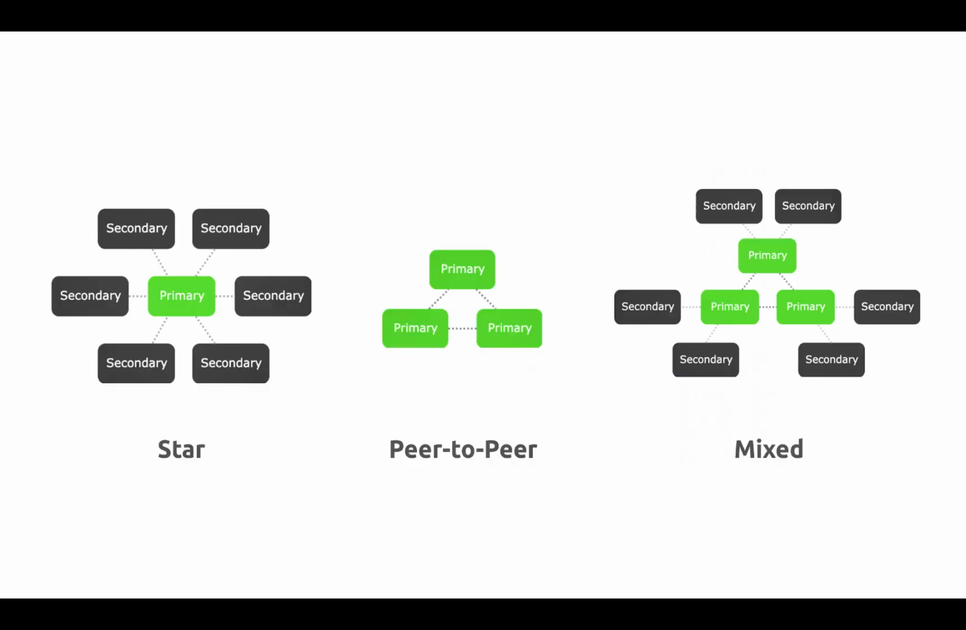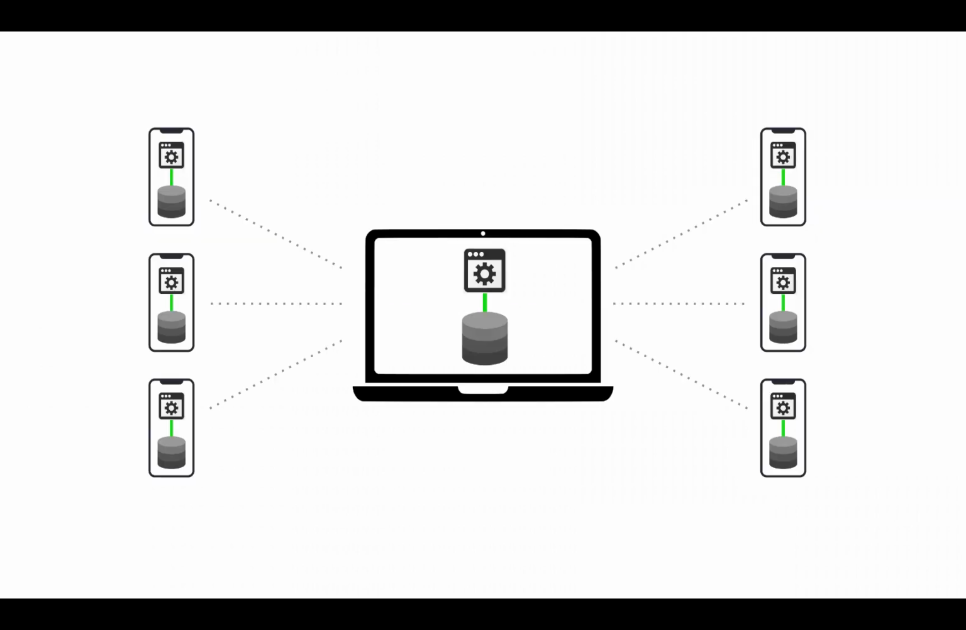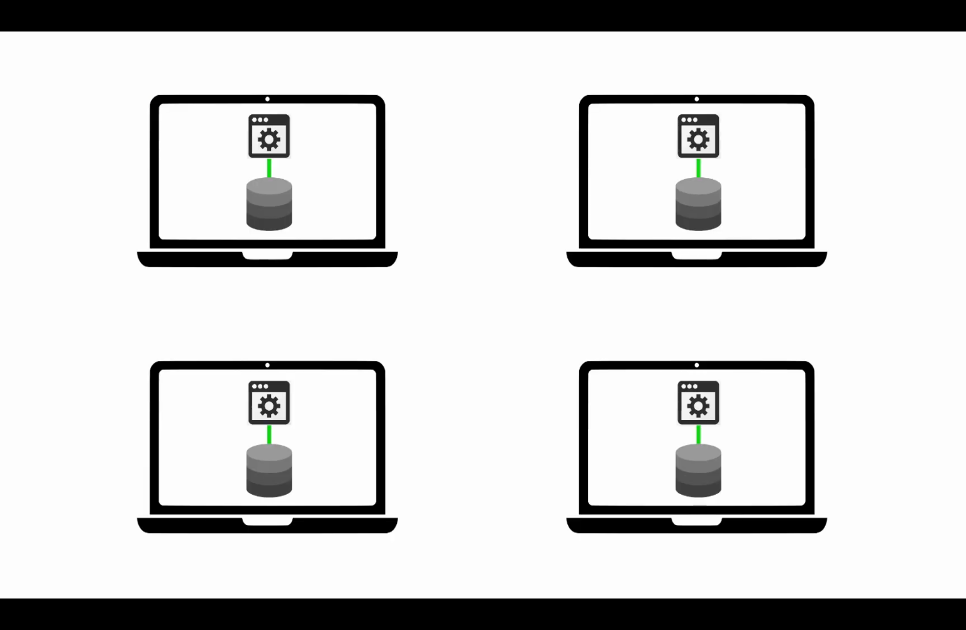There are three possible network topologies. In the star topology, we use a single primary node and many secondary nodes connecting to it. It is a simple arrangement, but it requires the primary node to be always active for the synchronization to take place.